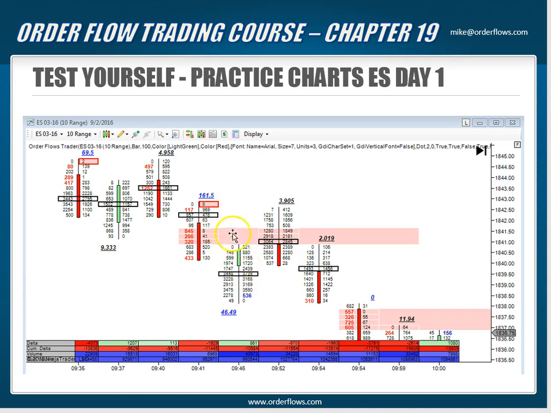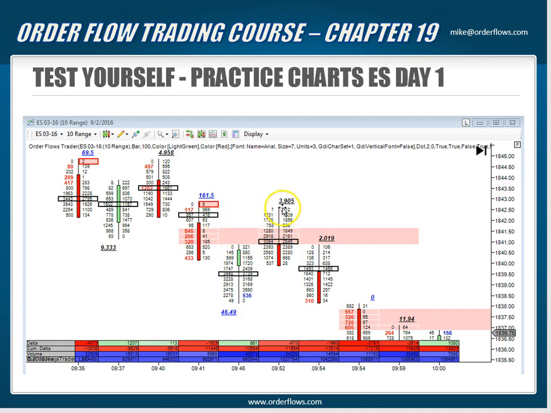So, I usually like to get short in the zone of the imbalance. So 1841.5 is a good area to get short. And I do know that oftentimes you do get a pullback up to the single print. Now, usually you don't get the selling imbalance and the single print in the same bar, but you can put the two of them together.